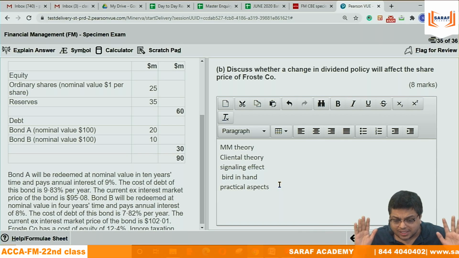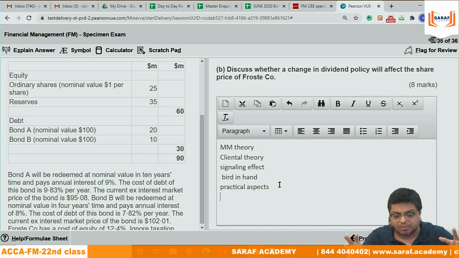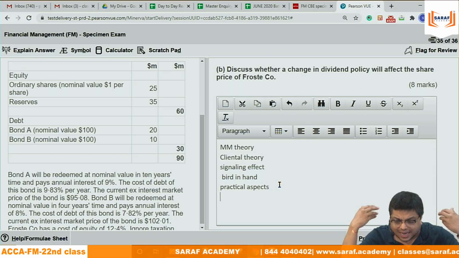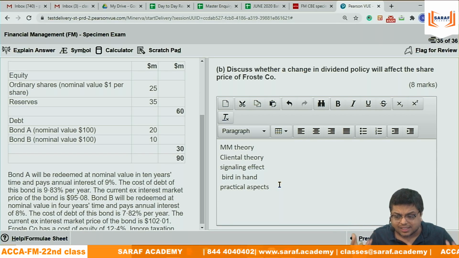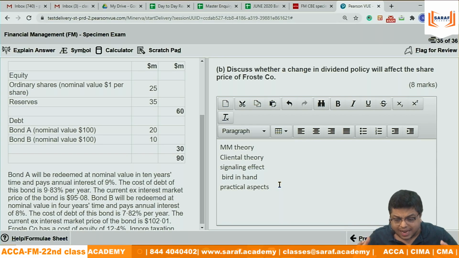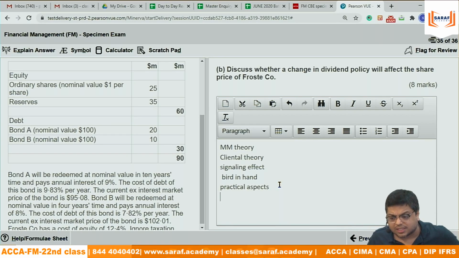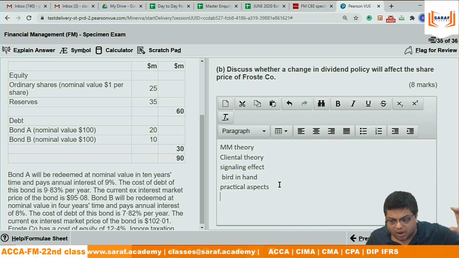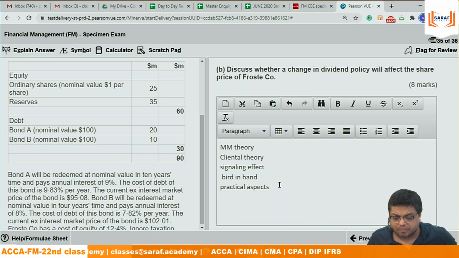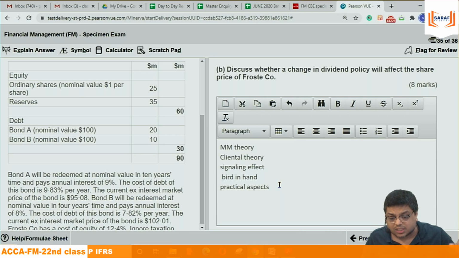General common sense needs to be developed. Maybe MM theory, clientele theory, signaling effect, I don't remember. But I need to develop general common sense. Then with common sense, I can correlate it with the write-up in the question. In the first paragraph only, what is the question saying? The company is regularly paying 40% dividend. Why is the company regularly paying 40% of the earnings as dividend? That means the company's shareholders are of that nature that they regularly want a dividend. For that reason, the company is following the same policy.